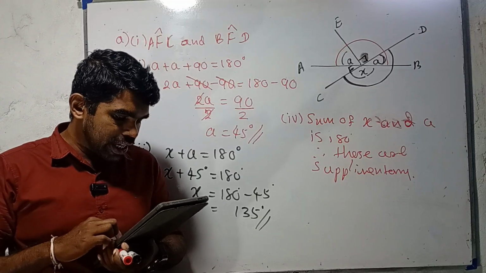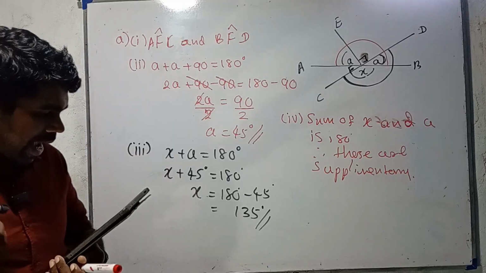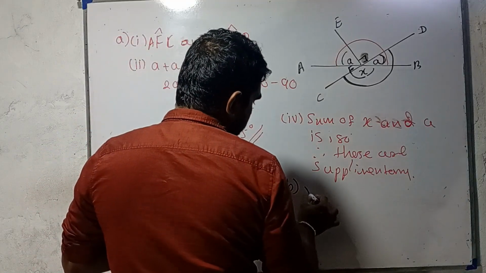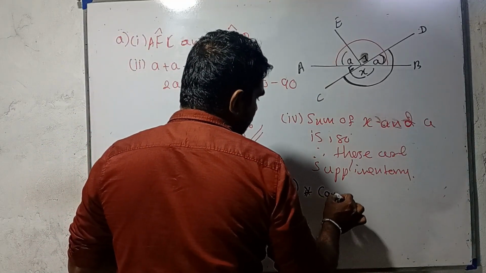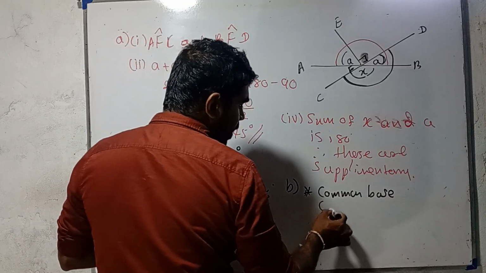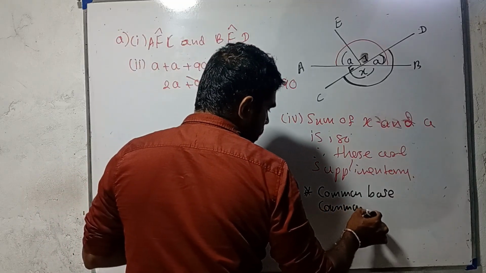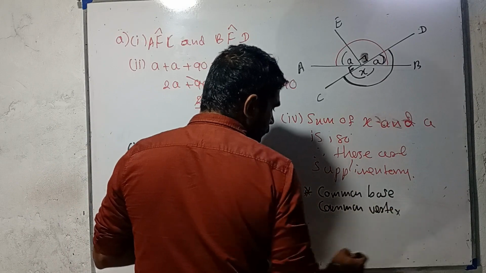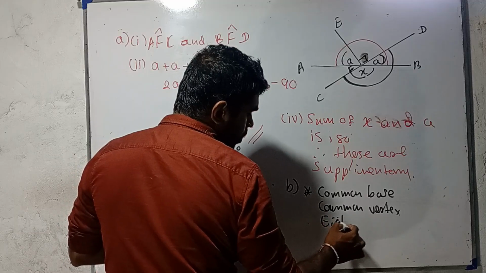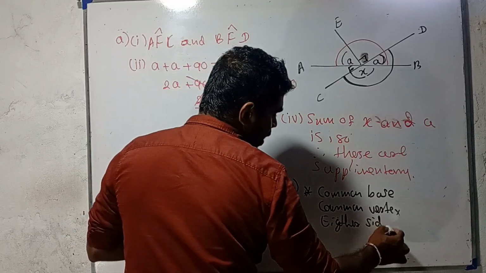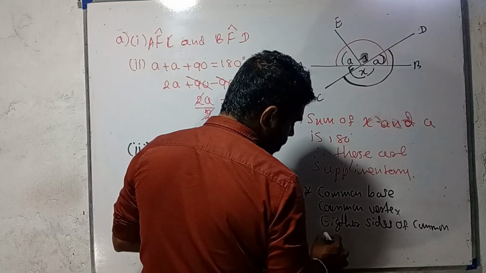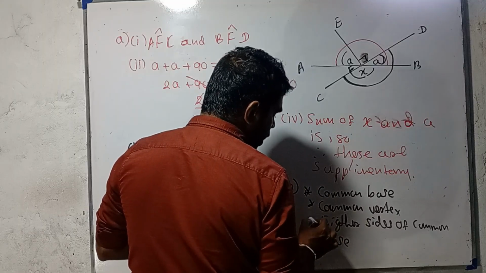Then part B. What are three essential requirements needed to name a pair of angles as a pair of adjacent angles? We have to write there is a common base, common vertex, and angles should be on either side of the common base. These are three requirements for adjacent angles.